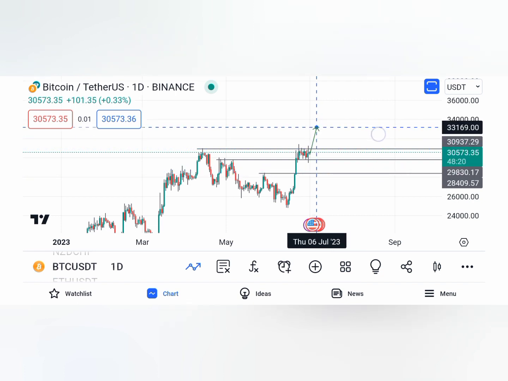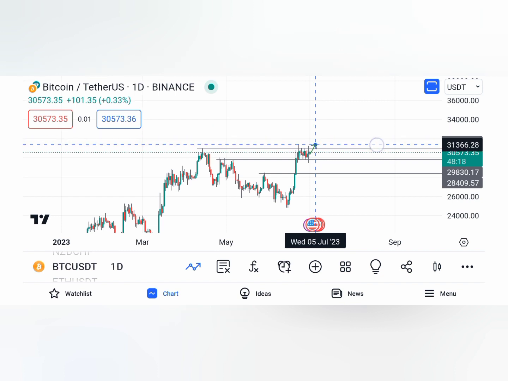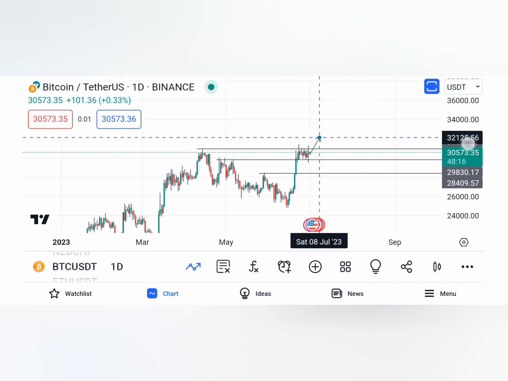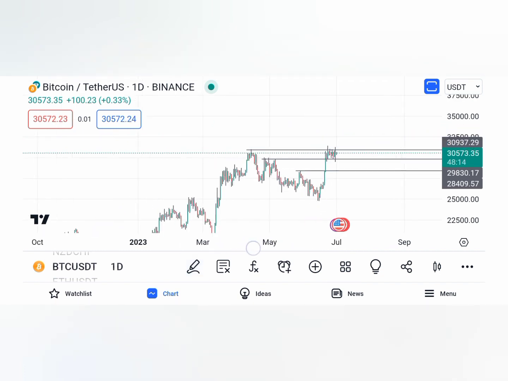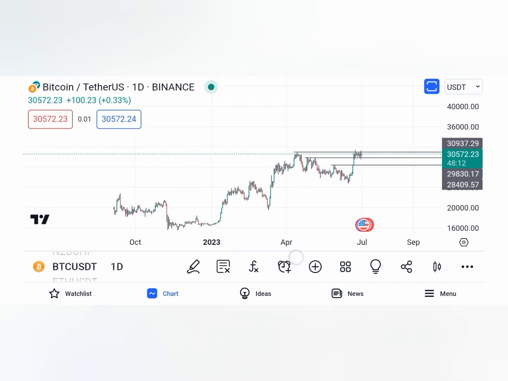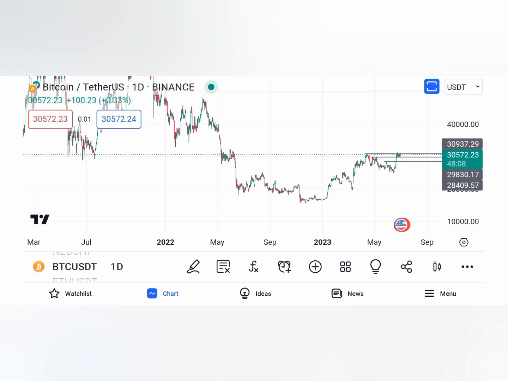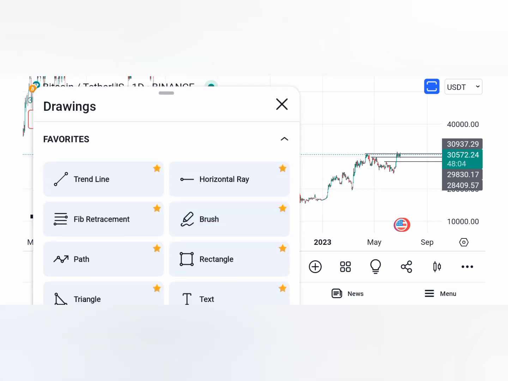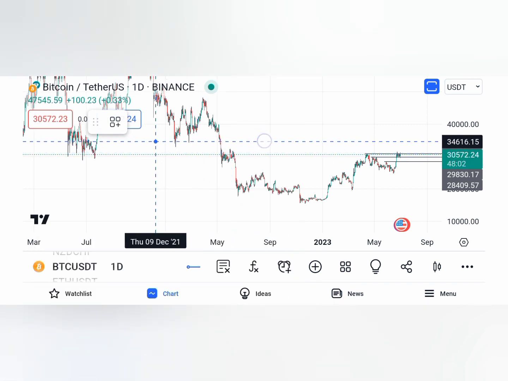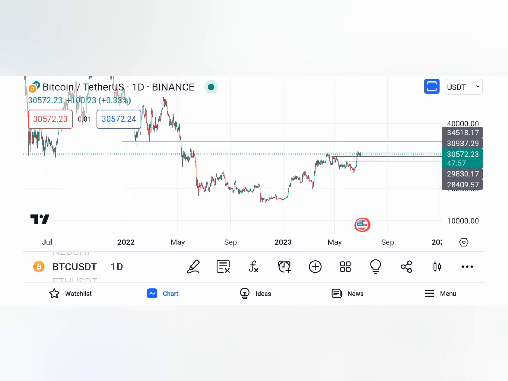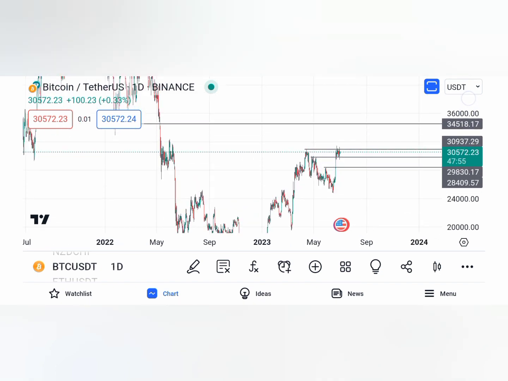But if it breaks upward, I don't really know. But let me try and zoom out my chart and see. So if Bitcoin breaks out upward, my target will be this very point here. That will be, let me see, that will be 34k.